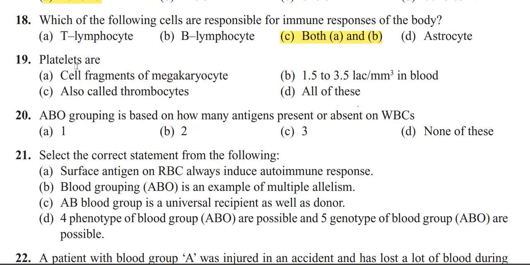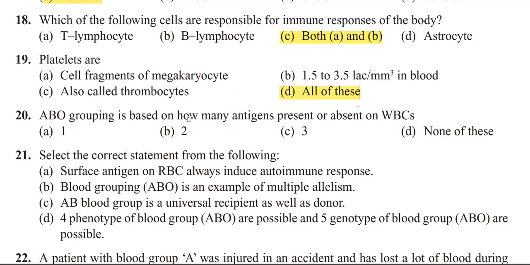Platelets are cell fragments of megakaryocyte, 1.5 to 3.5 lakh per cubic mm in blood, also called thrombocytes. All of these.